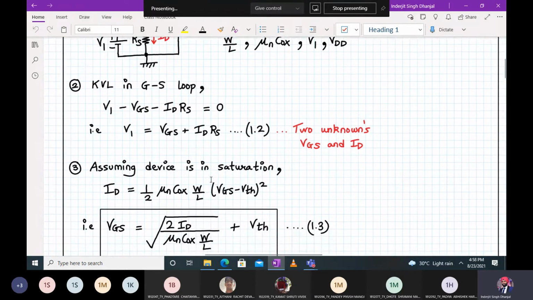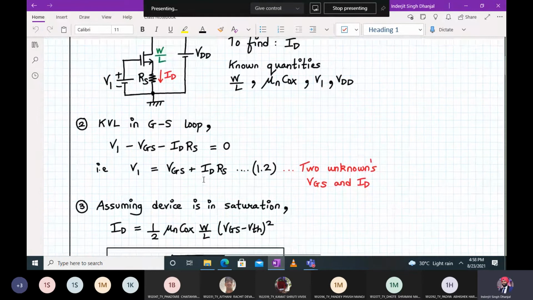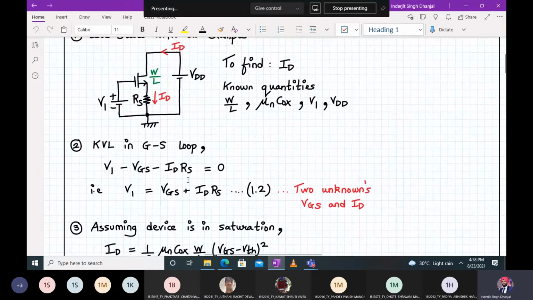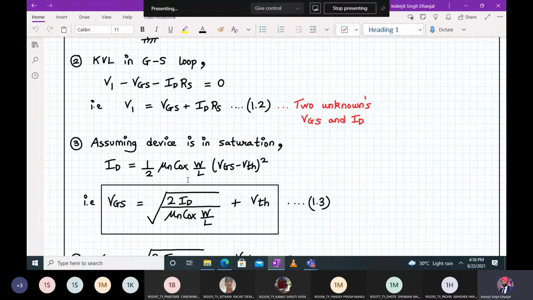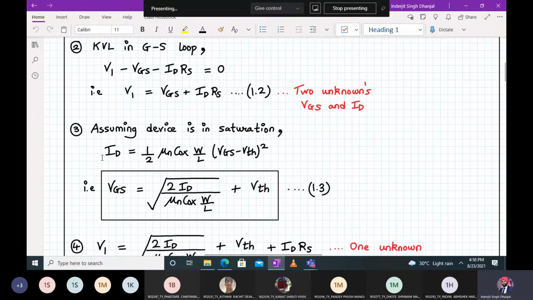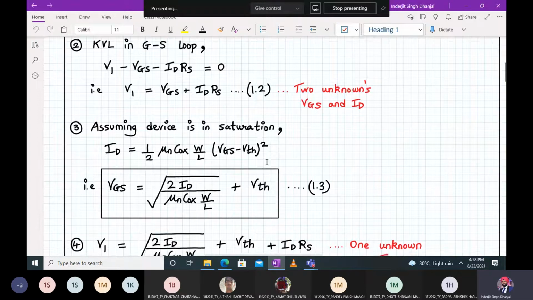So let's say we assume the device, we have no way to know whether the device is working in the saturation or triode or a deep triode region. So let us start with an assumption that the device is in saturation. So what is the current equation? ID is half mu n Cox W over L times (VGS minus VTH) the whole square. That is the equation which is relating ID and VGS, correct?